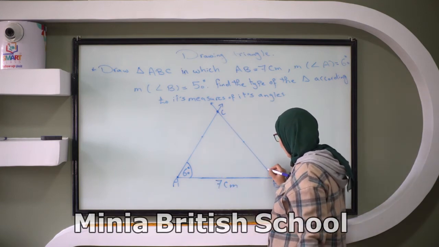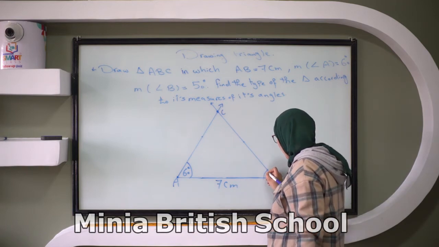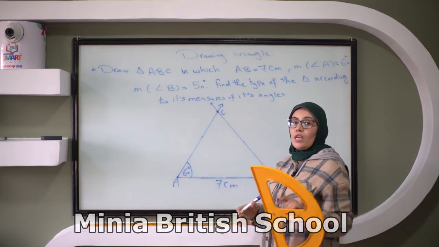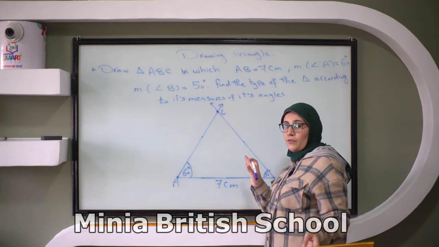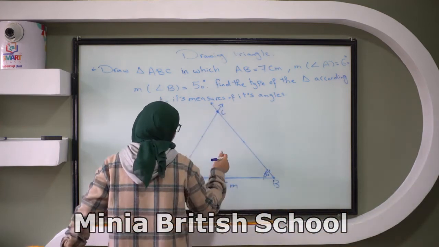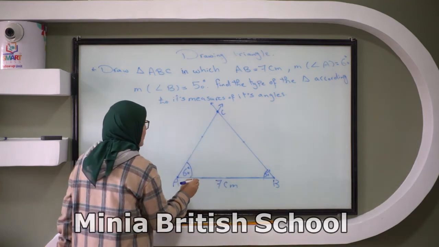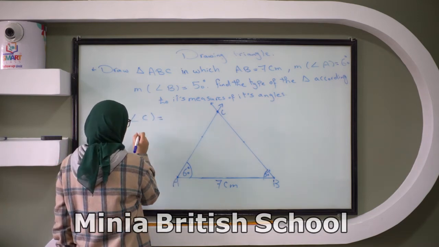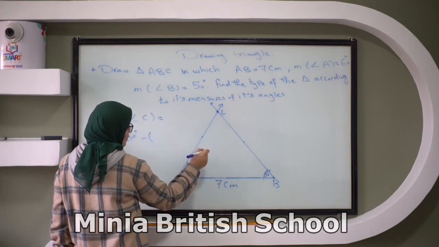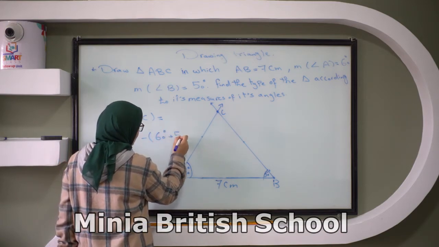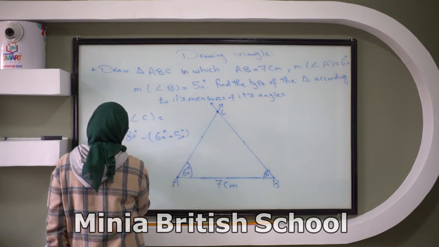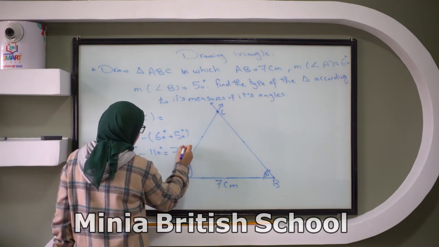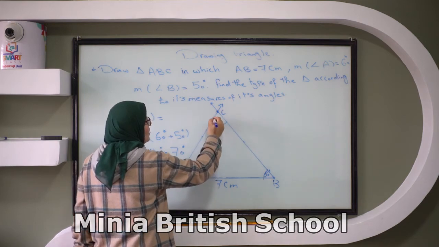So now we have a triangle. When he gave you only one side and two angles, this angle 50 degrees and this angle 60 degrees, what about the third angle? Without using a protractor, we can find it. How come? We know that the three angles equal 180. So the measure of angle C equals 180 minus (60 degrees plus 50 degrees). So it will be 180 minus 110, which equals 70 degrees.